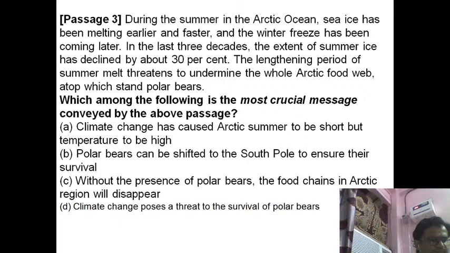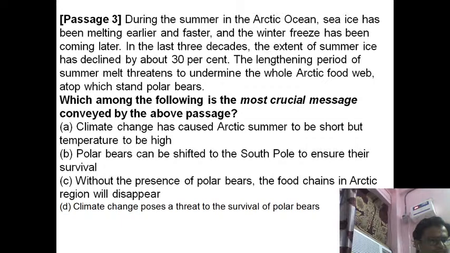Option A: maybe climate change has caused Arctic summer to be short but temperature to be high. Number B option is polar bears can be shifted to the South Pole to ensure their survival. And number C option is without the presence of polar bears, the food chains in the Arctic region will disappear. Or number D is climate change poses a threat to the survival of polar bears. So I feel that D is the right option here. D is the right option.